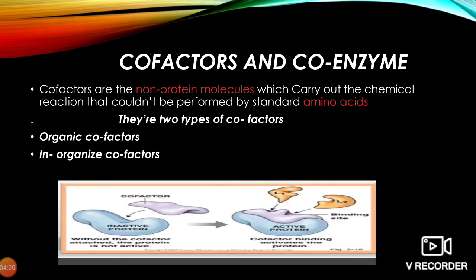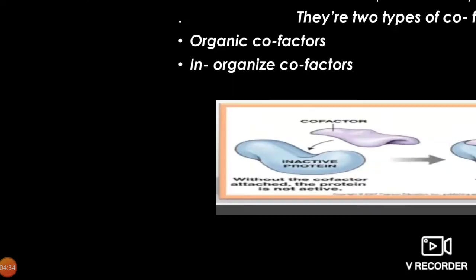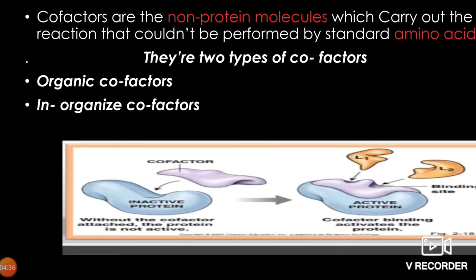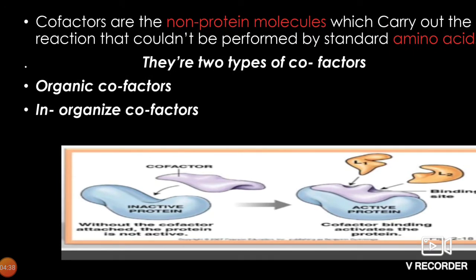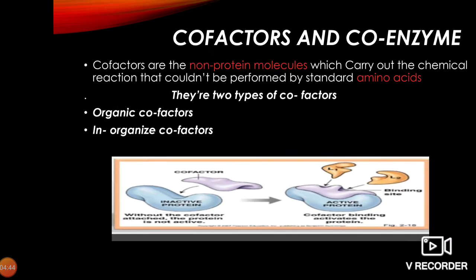Next one is about the cofactors and coenzymes. Cofactors are non-protein molecules which carry out the chemical reactions that couldn't be performed by standard amino acids. There are two types of cofactors, organic cofactors and inorganic cofactors. In the given image, without the cofactors attached, the protein is not active, but when the cofactor binds, it activates the protein.